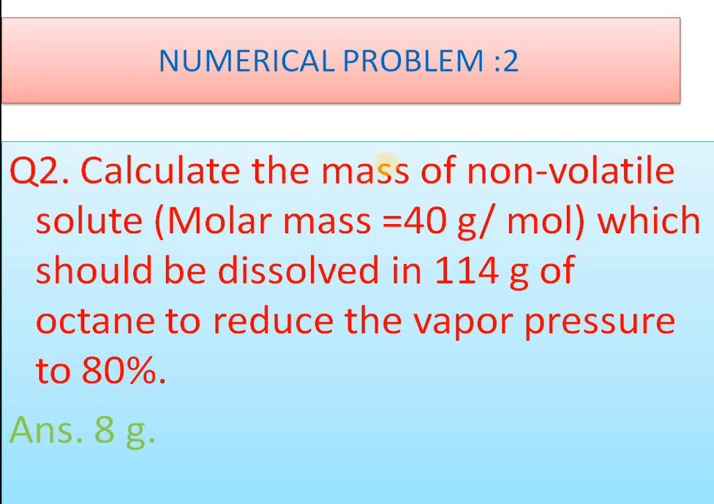Now in this, what is given? Mass of non-volatile solute that we have to find. That means W we have to find. Molar mass is given, which should be dissolved in 114 gram of octane to reduce the vapor pressure by 80%. Octane is a solvent. 80% means earlier if it is 100, then it is 80 now. So this is the meaning.